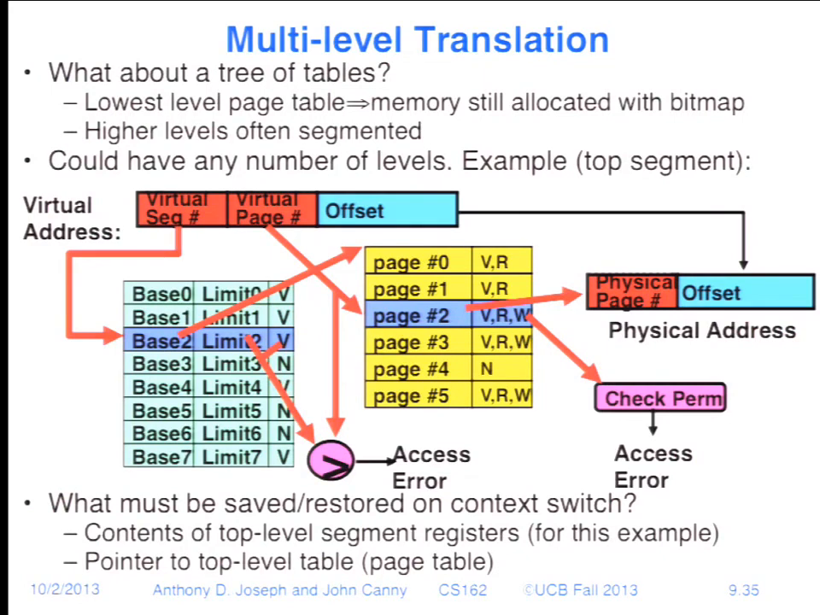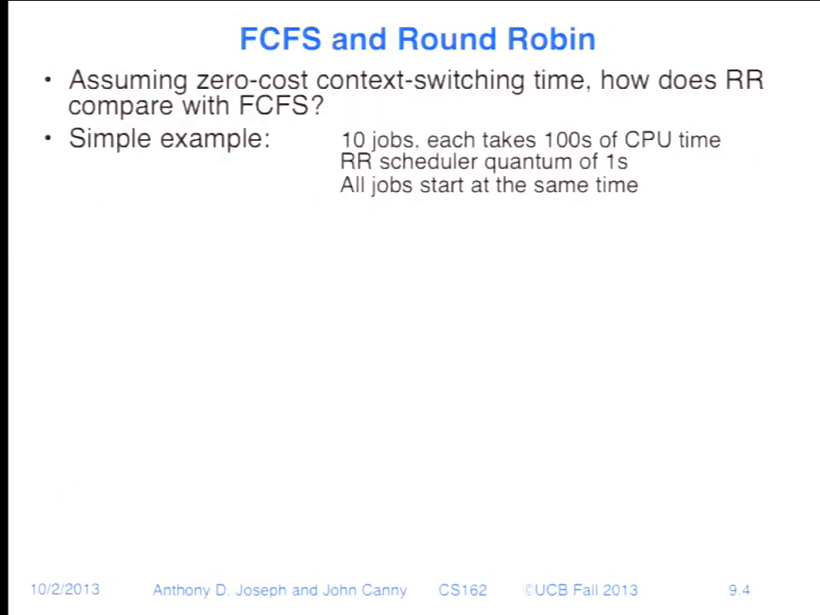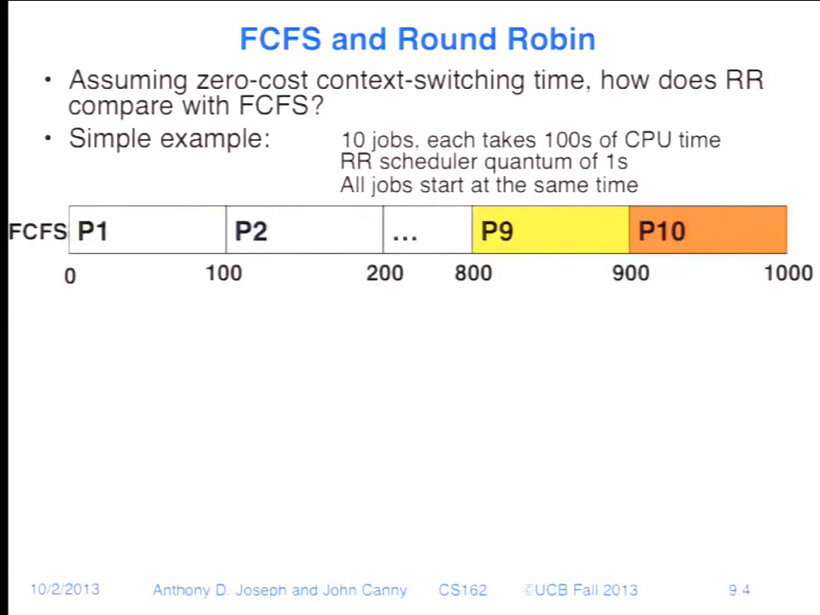Any parameters, it just runs every job to completion, so there's no need to describe it with parameters. And so if we just number the jobs in their order in the queue, P1 through P10, if each one's taking hundreds of seconds, you'll get this plot here with each job basically taking up a massive chunk of CPU time and then stopping.